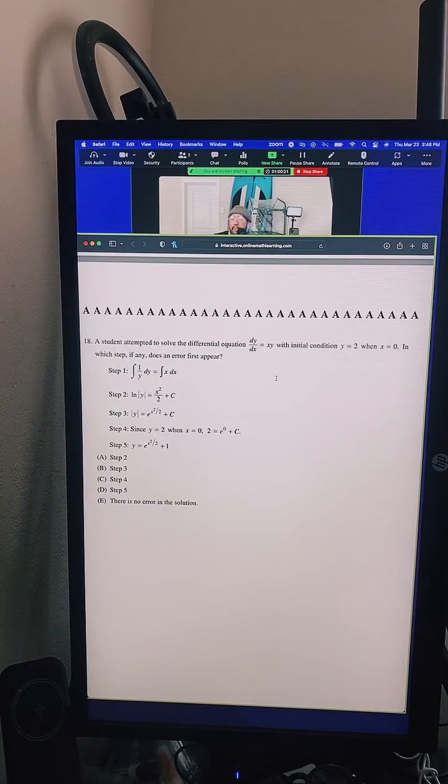Can you guys read that okay? So here we go. They are given a function, dy over dx is equal to xy, and they give you the condition. So they want to say which steps are incorrect.